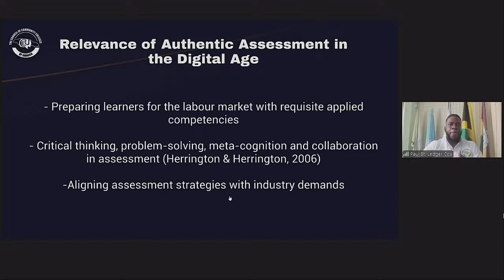So my colleagues here, they have engaged subject matter experts, they have engaged externals to really pretty much spin our existing curriculum so that it matches what obtains currently and futuristically.